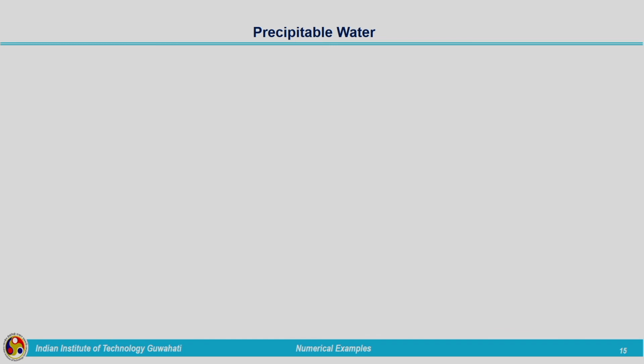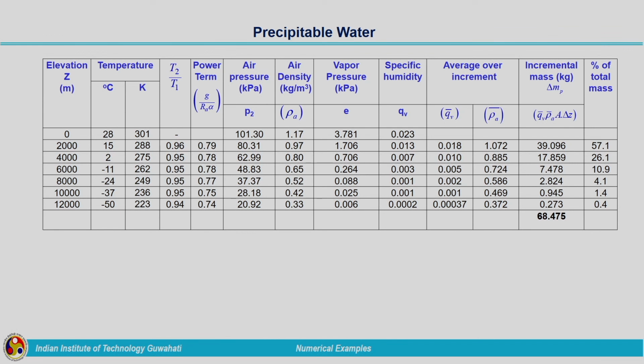That I am not showing here, that has been calculated in an Excel spreadsheet. We have calculated the mass of precipitable water. Now, we need to do the same procedure for the next increment, next 2000 meters, until we reach an elevation of 12,000 meters. So, that has been shown here. I have calculated by using an Excel template, and the ground level calculation we have seen step by step.